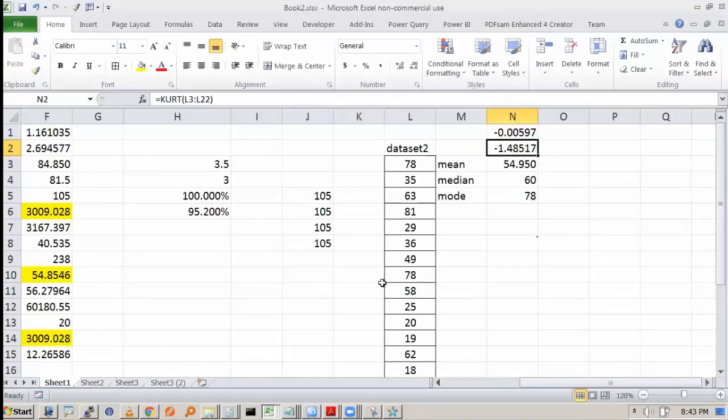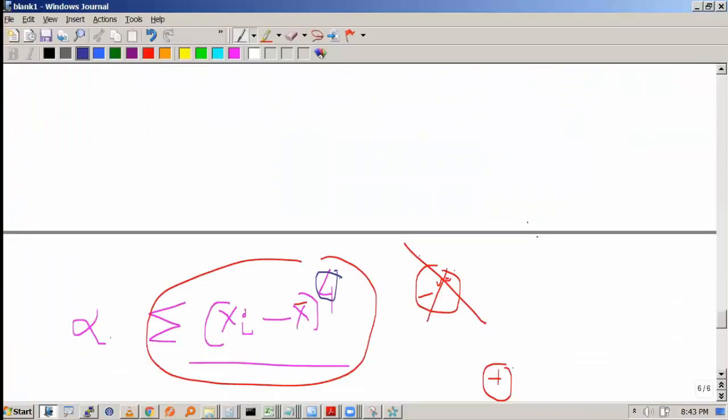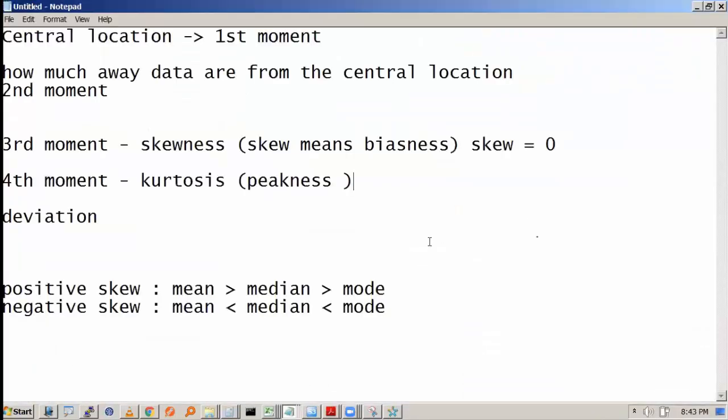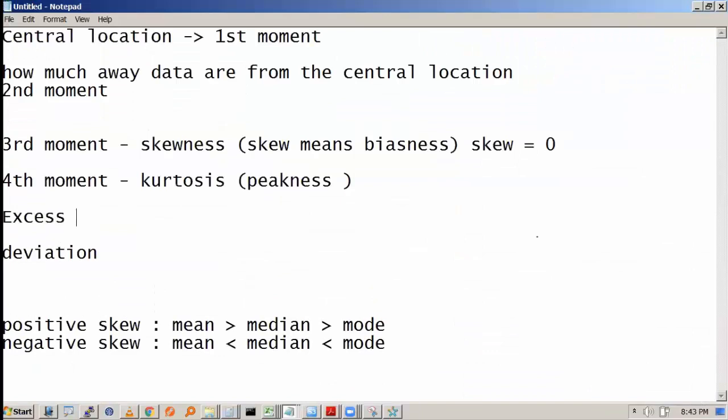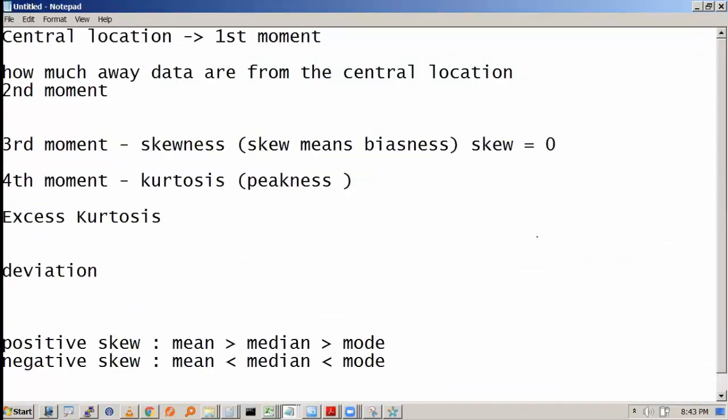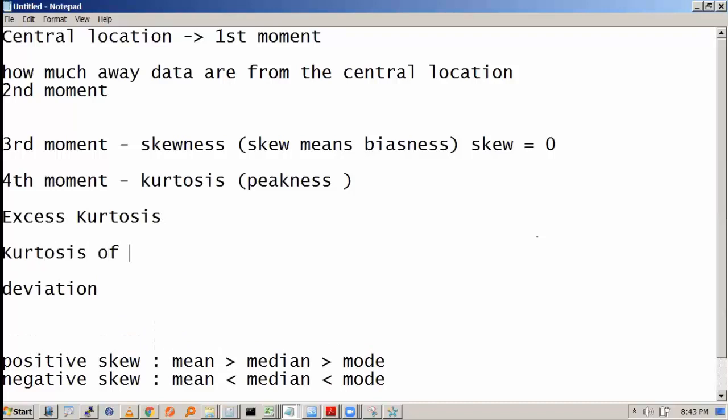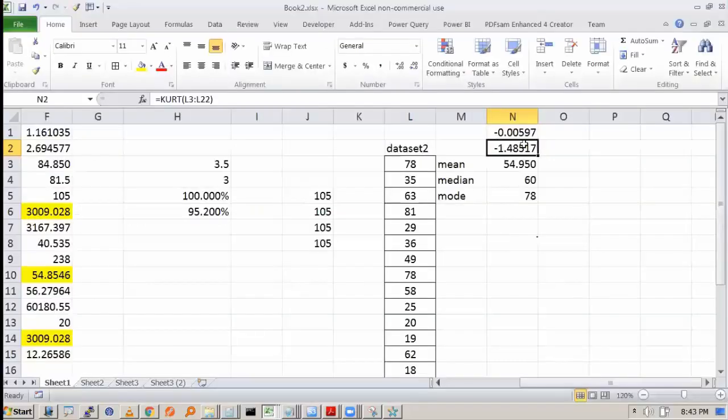It is again the problem with Excel. What Excel computes is something we call excess kurtosis. For this, we need to know the kurtosis of a normal distribution. The kurtosis of a normal distribution is 3. So when Excel is computing kurtosis, it computes the normal kurtosis and subtracts 3 from it. Since the normal distribution has a kurtosis of 3, it reports kurtosis relative to the normal distribution. So this kurtosis which you are seeing negative is with respect to the normal distribution.